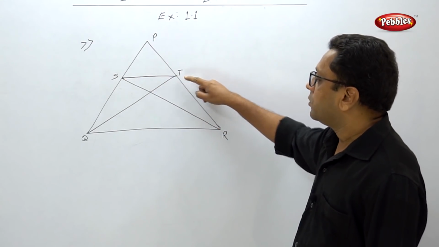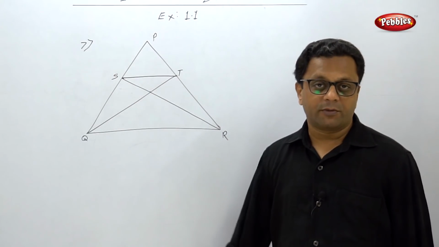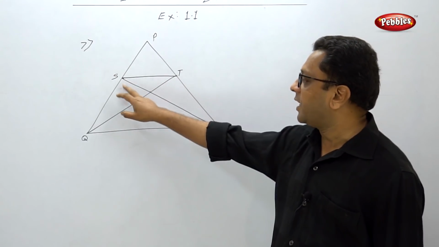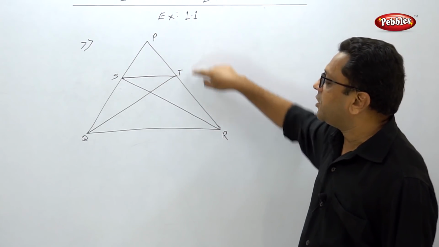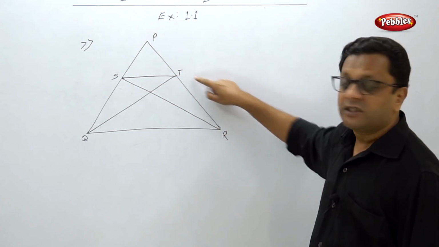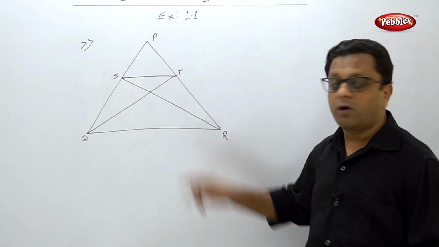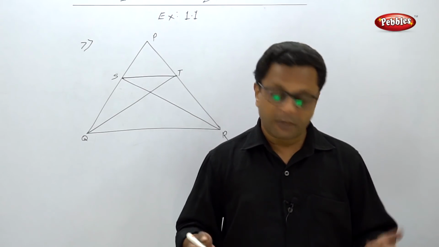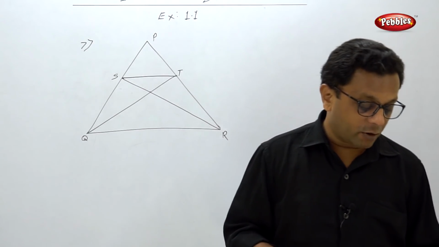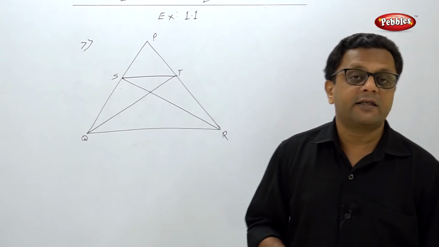Now in this case also point S is common, just like here T was common, here S is common. So for this triangle the base is PT and for this triangle the base is TR. So the ratio of the areas of these two triangles is equal to the ratio of their bases. The third, we have to find out area of triangle QST upon area of triangle RST.